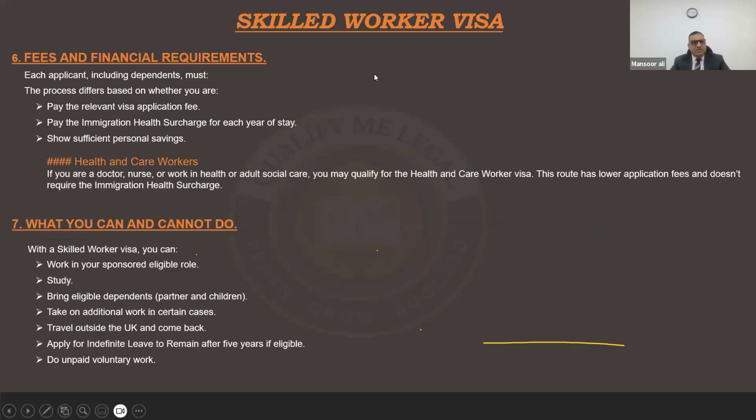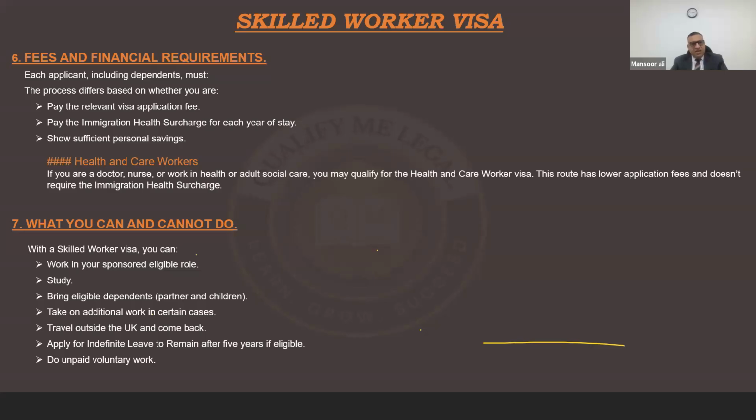As far as the fees and financial requirements are concerned, you have to pay the Home Office the relevant application fee. You need to show that you have sufficient funds to satisfy the maintenance requirement, and you need to pay the immigration health surcharge. So in this visa category, like the other visa categories, you have to pay 3 fees. First of all, the immigration health surcharge, then you need to show the maintenance funds, and then you need to pay the application fee. These are the 3 fees you need to pay the Home Office.